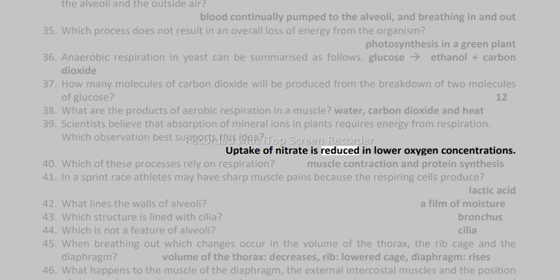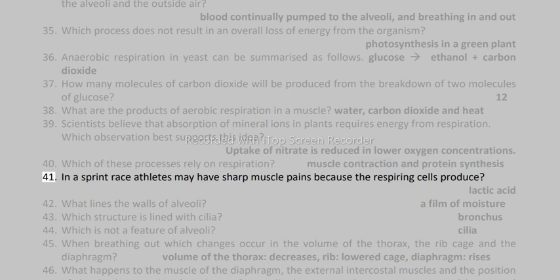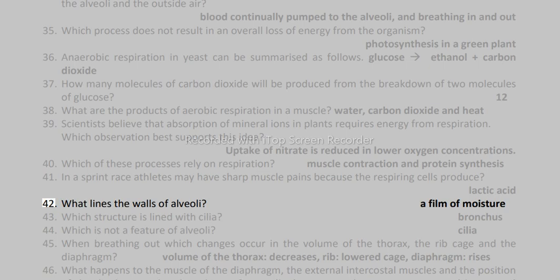Uptake of nitrate is reduced in lower oxygen concentrations. 40. Which of these processes rely on respiration? Muscle contraction and protein synthesis. 41. In a sprint race, athletes may have sharp muscle pains because the respiring cells produce lactic acid. 42. What lines the walls of alveoli?